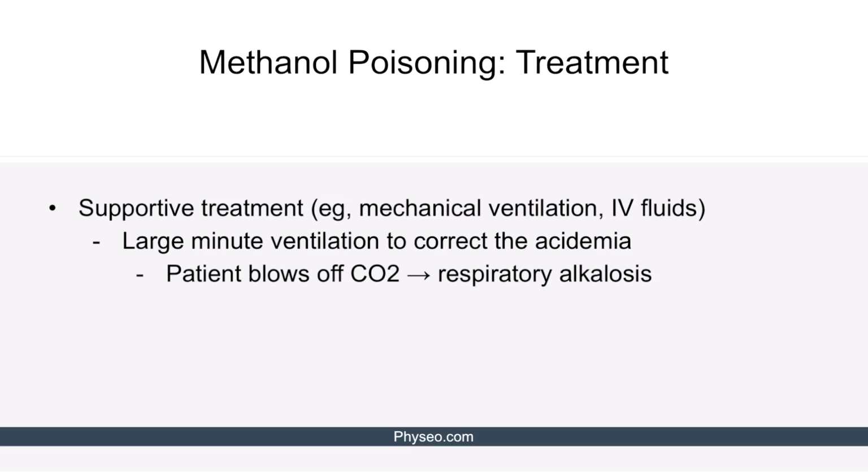The first steps in management of methanol poisoning are supportive treatment, including possibly mechanical ventilation and IV fluids. If mechanical ventilation is required, it may be necessary to set the ventilator to a large minute ventilation to attempt to correct the acidemia. By increasing the ventilation, the patient blows off CO2, causing respiratory alkalosis. This respiratory alkalosis will oppose the high anion gap metabolic acidosis that is being caused by the formic acid.